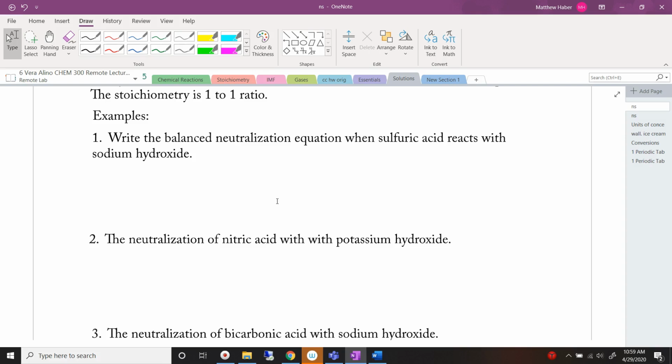Okay, let's try to do this for sulfuric acid. And as that TikTok guy who likes to cook, he will say, let's go. Okay, let's go. So sulfuric acid, H2SO4, reacting with sodium hydroxide. What is the product of this reaction?